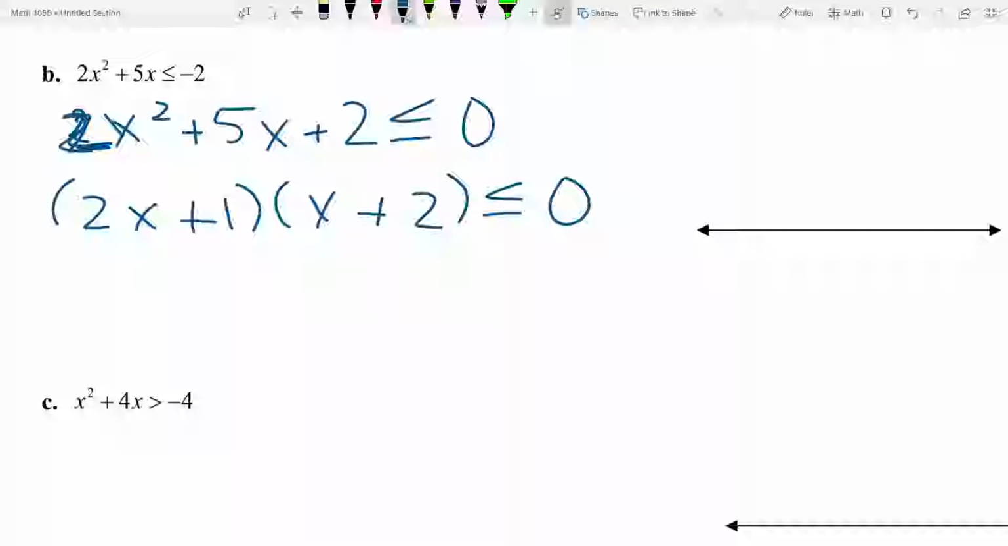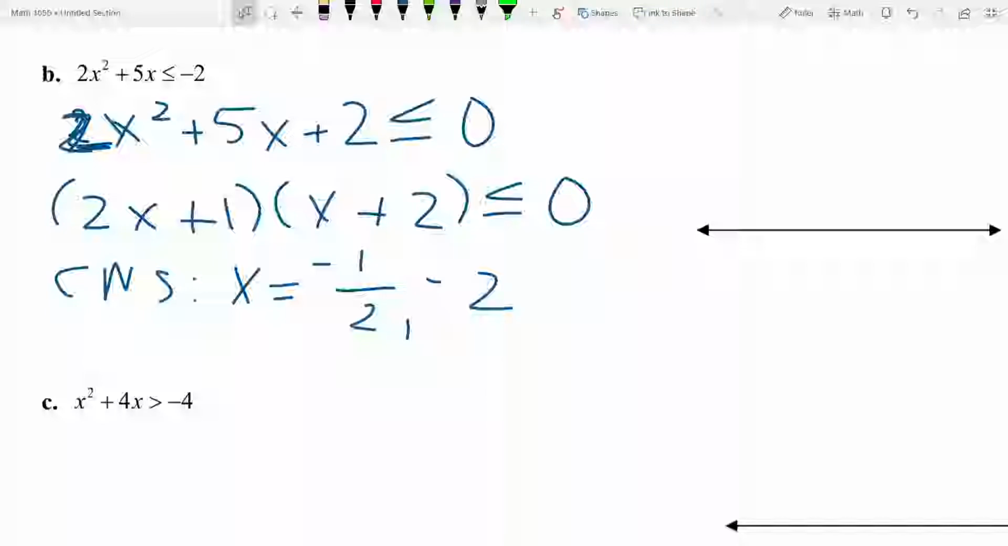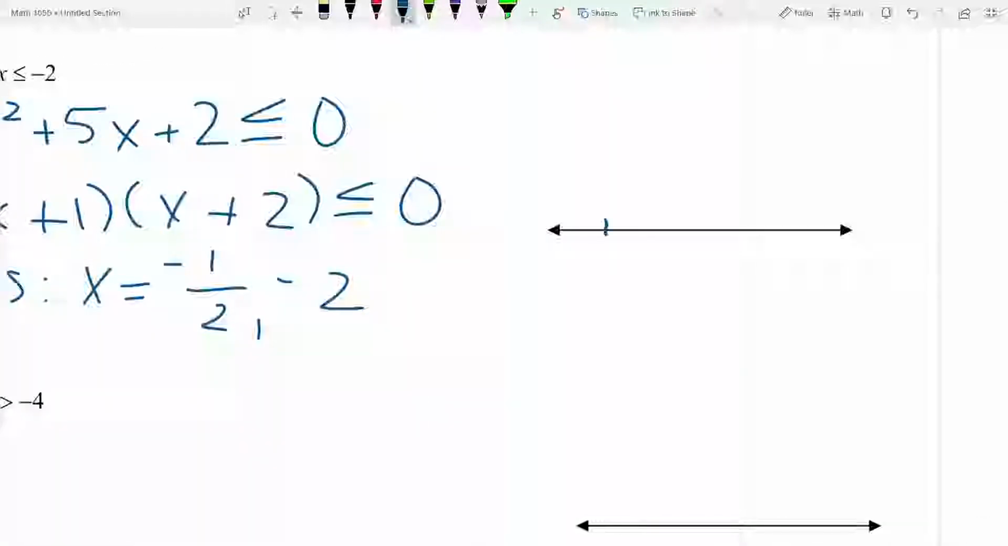Do you remember step 3? List your critical numbers. So everybody go CNS, and then you have x equals. If you set 2x plus 1 equal to 0, guys, the 1 comes over and becomes a negative, and then you divide by 2. If you set x plus 2 equal to 0, the 2 comes over and becomes a negative. Okay, now I'm going to go to my number line, and I'm going to put a negative 2 on the left and a negative 1/2 on the right.